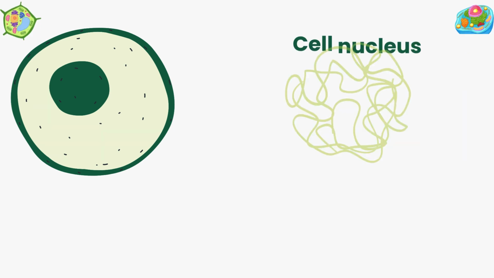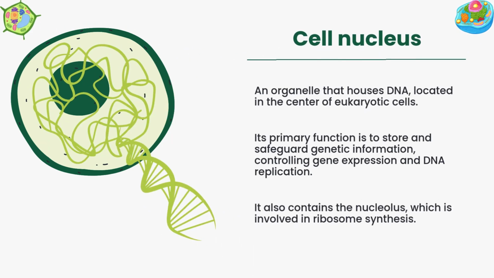So continuing on, we've got our cell nucleus. These are in both plant and animal cells. An organelle that houses DNA. It is located in the center of eukaryotic cells. So that green spot in there, that is the nucleolus. And that is involved in ribosome synthesis.